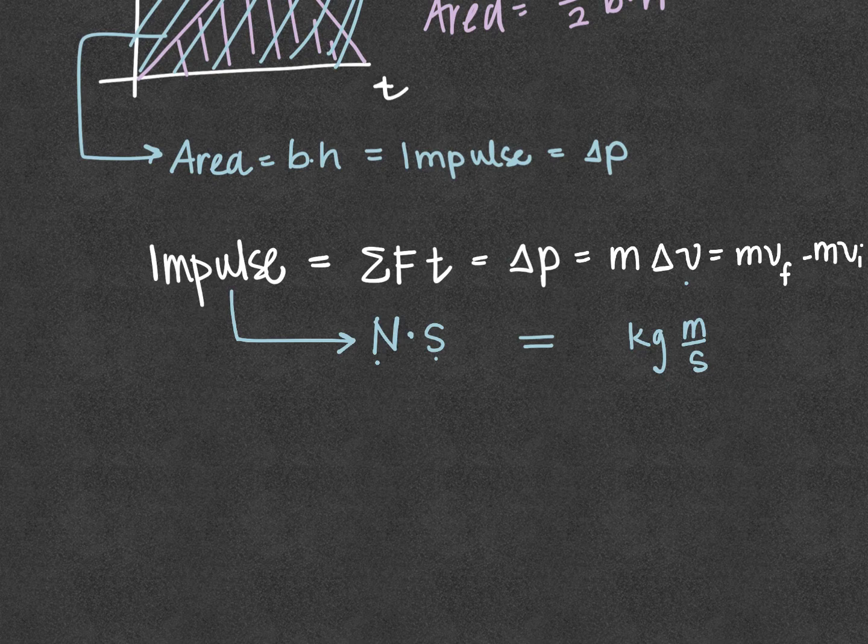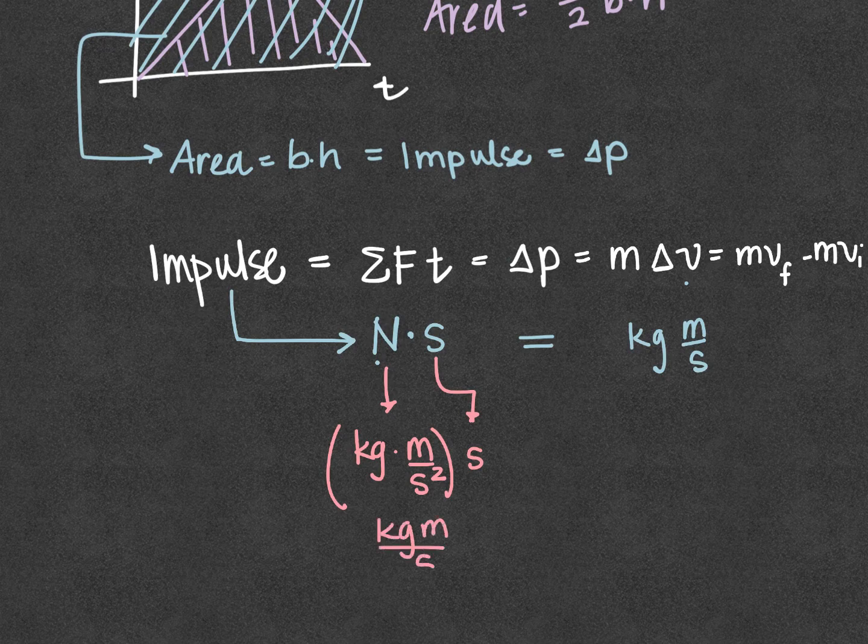I can check that, because remember, a newton is a kilogram times a meter per second squared. Then we multiply that by a second, and we get kilogram meters per second. And if you look, this is now the same as that. So a newton second is equivalent to a kilogram meter per second.